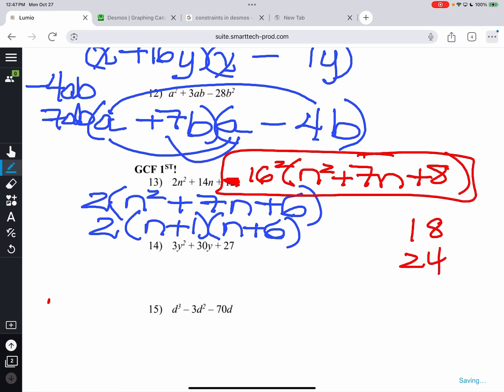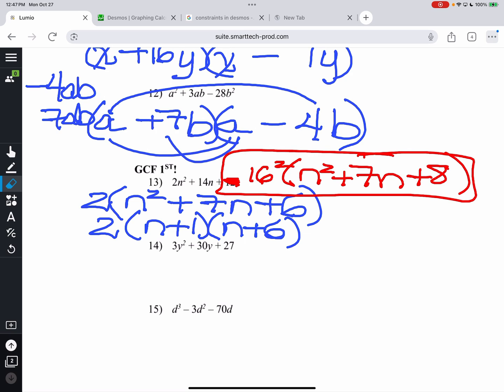And hear this. Let's say you were given n squared plus 7n plus 8 as the original problem, with no GCF removed. You would have to write prime for this. There are no factors that are shared. Nothing can be broken down. We can't find factors of 8 that add to get 7. So you would just write prime. Okay? If you can't work it, don't let it freak you out.